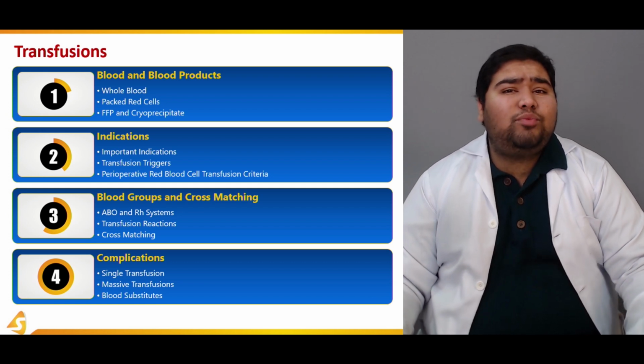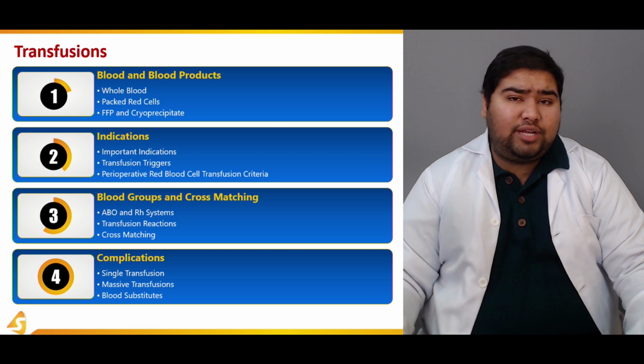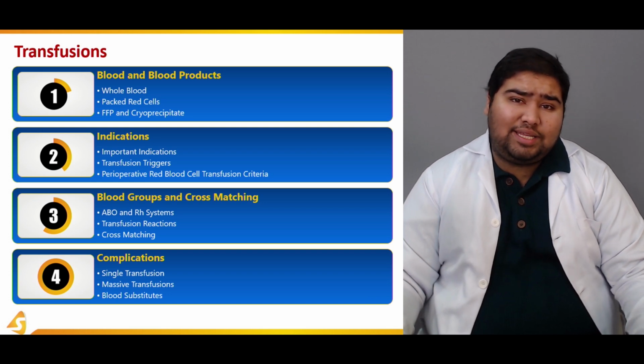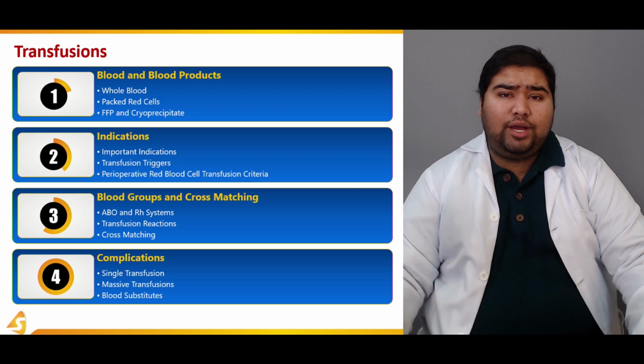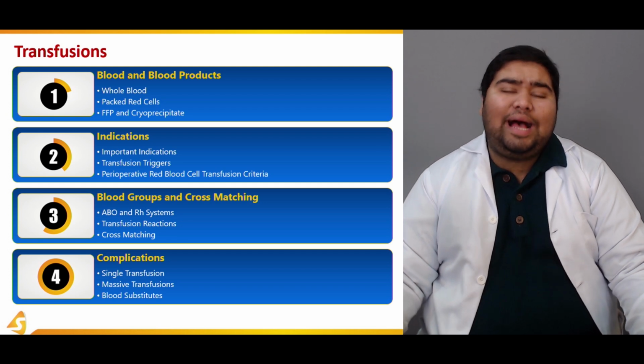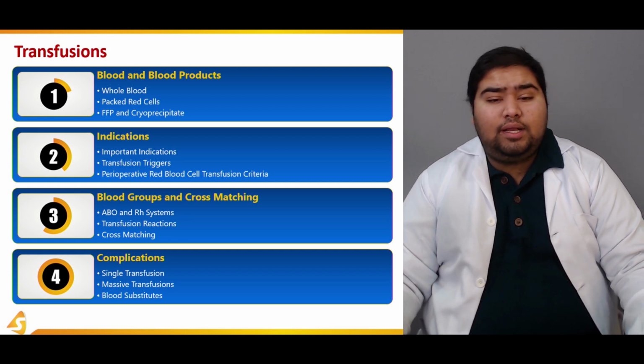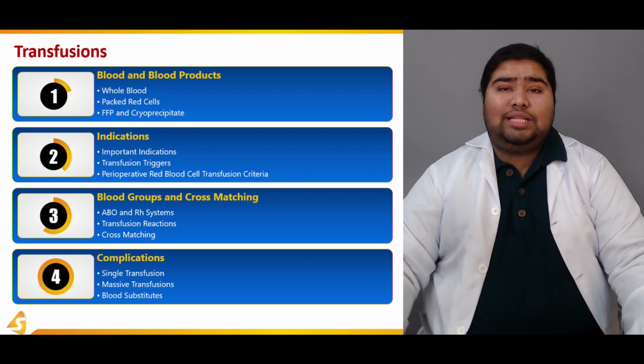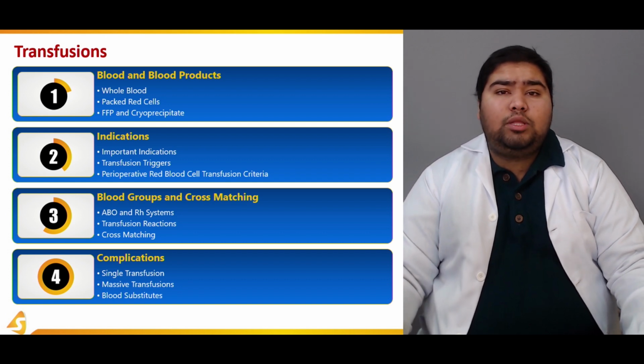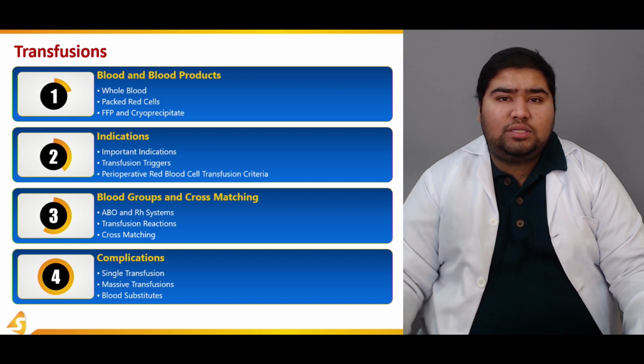In the second section, we'll talk about the indications of blood transfusion. We'll see what are the various indications, what prerequisites are required before transfusing blood, how to transfuse blood, and what is the correct procedure. In the third section, we'll be talking about the blood groups and cross matching.